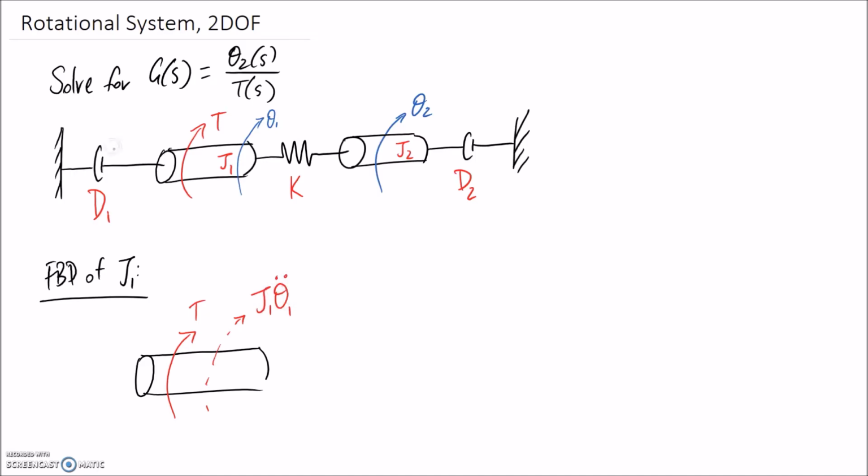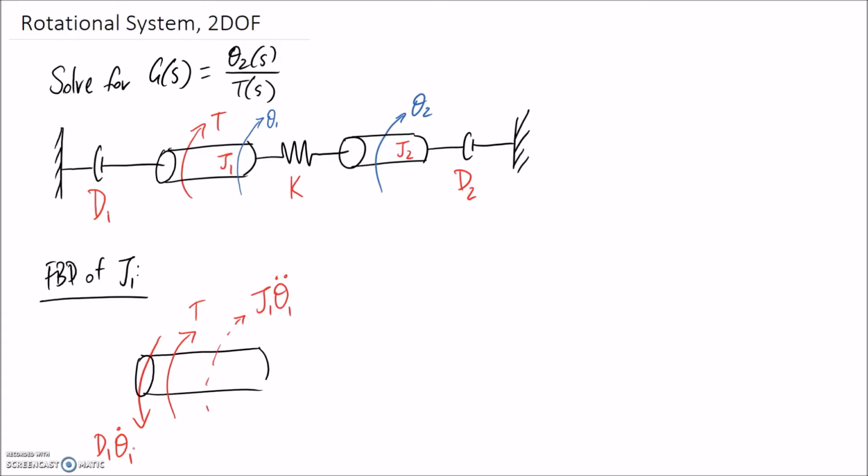So what I would expect is this damper is going to try and oppose the direction of motion. So it's going to go backwards, and the size of it is going to be the constant multiplied by the angular velocity of this part of the shaft. Since it's butted up against a wall, it's basically just going to be how fast this part is rotating, which is theta 1 dot.